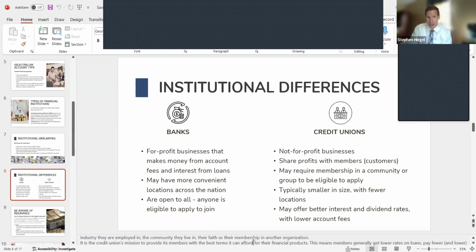It is the credit union's mission to provide its members with the best terms it can afford for their financial products. This means members generally get lower rates on loans, pay fewer and lower fees, and earn higher APYs on savings products than bank customers do. Banks are focused on making a profit rather than specifically centering on the needs of the account holders. This is one of the reasons you'll often find that banks charge more fees and at a higher rate than credit unions do. Interest rates on lending also tend to be higher at banks, while the APYs on savings products tend to be lower.